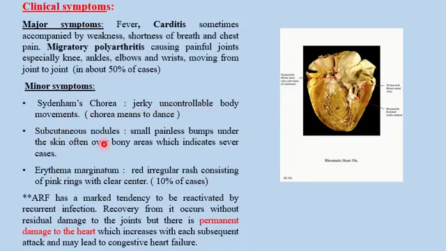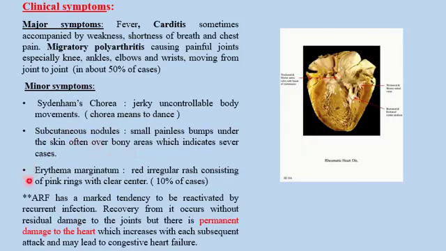Number 2, subcutaneous nodules. These are small painless bumps, meaning there is no pain, small lumps that appear under the skin, often over bony areas. This indicates severe cases. Minor symptoms don't always occur. Subcutaneous nodules occur only in severe cases. And we'll see pictures for all these things.